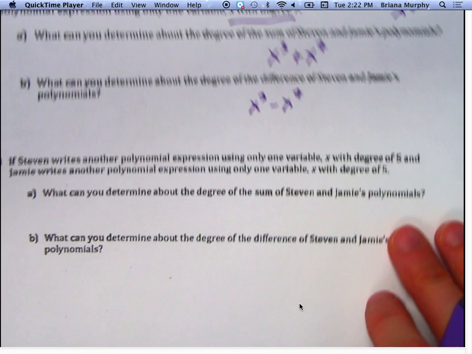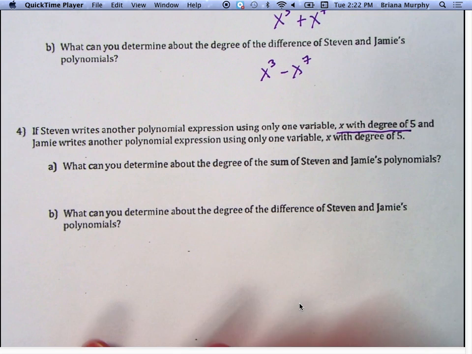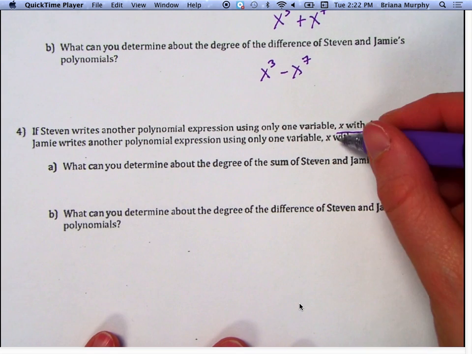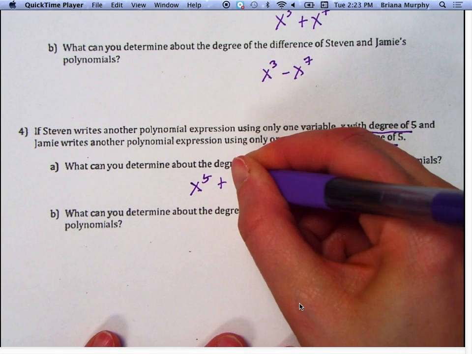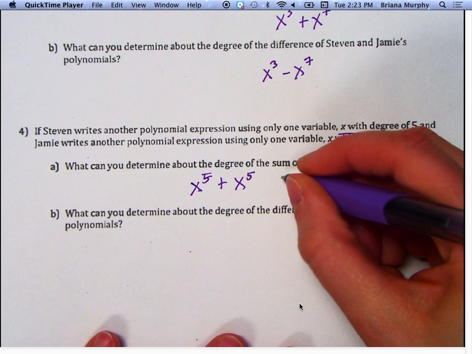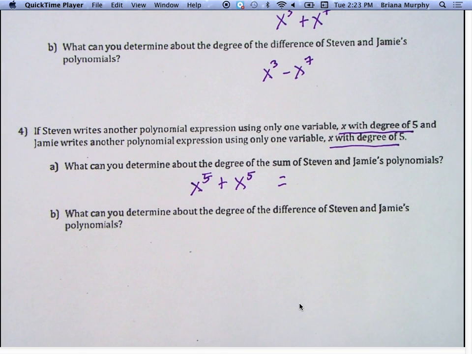If Steve writes another polynomial expression using only one variable x with a degree of 5, and Jamie writes another polynomial expression using only one variable x with a degree of 5, what can we do? What's x to the 5th plus x to the 5th, guys? If I had an apple plus an apple, what's that? Two. What's x to the 5th plus x to the 5th? 2x to the 5th.